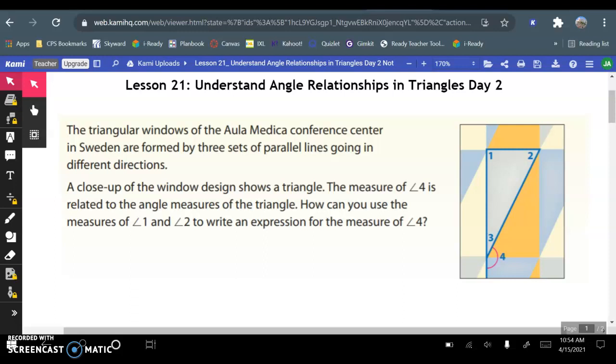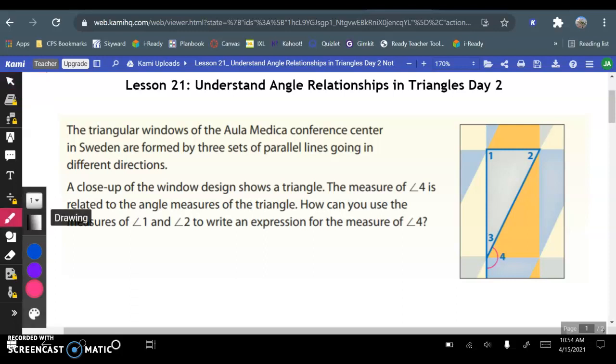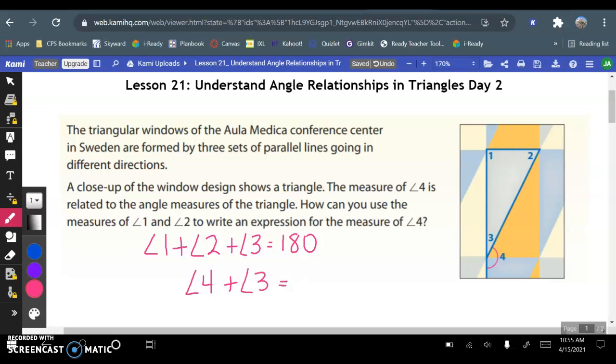How can you use the measures of angles 1 and 2 to write an expression for the measure of angle 4? So I want you to think about that. What do we know about the angle measures inside the triangle? So angles 1, 2, and 3. If I add them together, I get 180. What do I get if I add angle 4 and angle 3 together? I also get 180 because they form a straight line.